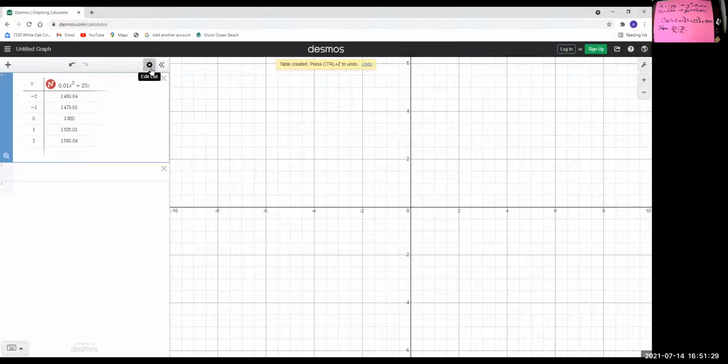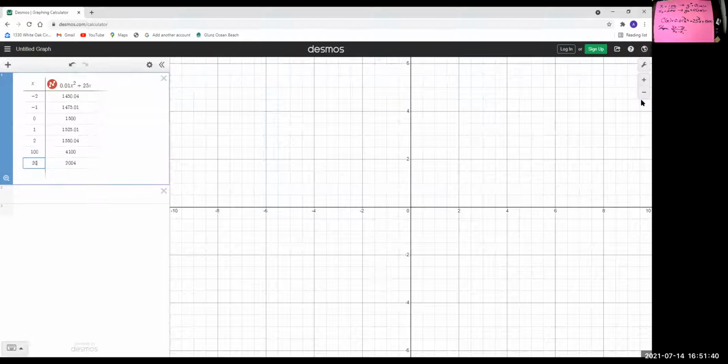I clicked edit list, and then a little menu came up and I was able to select table. And now I have a table. I want to find out what happens at 100 and 200. That was really quick and easy, wasn't it? Look, there it is, 4,100 and 6,900. So for the value of 100, we got 4,100, right? And then for the value of 200, we got the value 6,900.